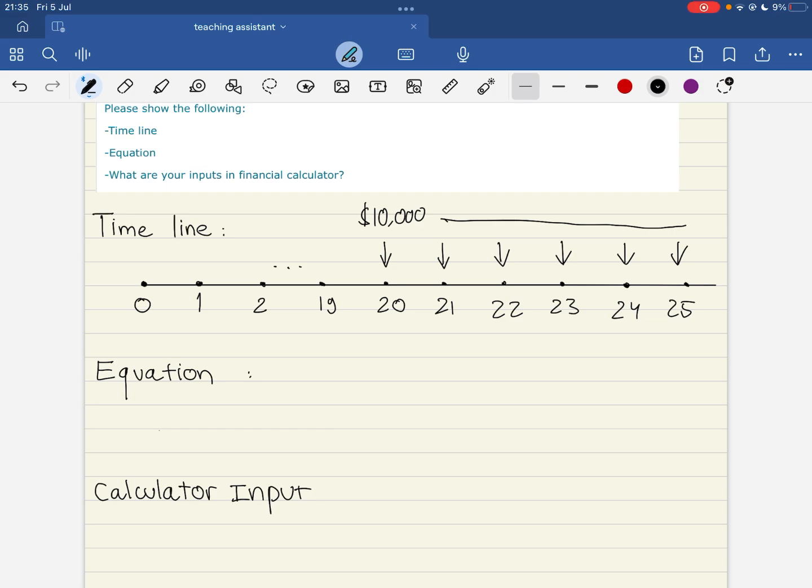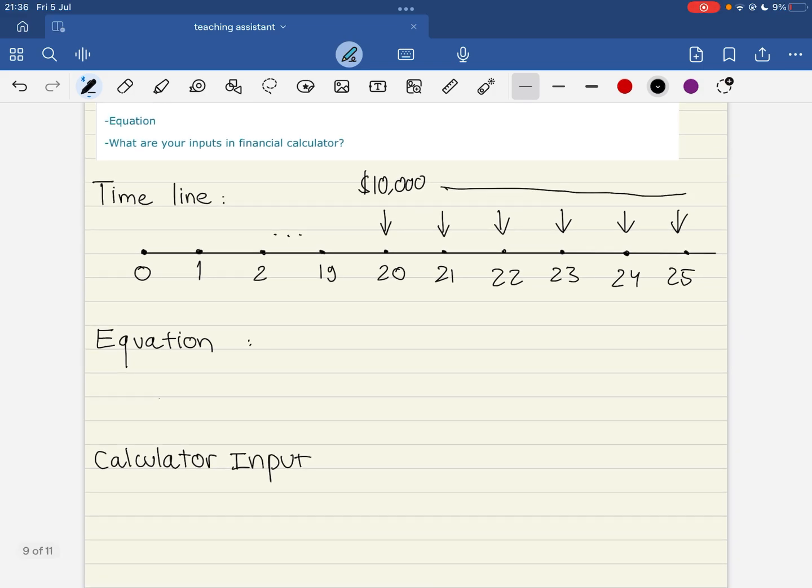So how about the equation? As I have explained in the previous video, NPV is equal to the difference between the cash outflow and the cash inflow. And we know that the cash outflow is always a negative number, right? Because you have to invest something in order to wait for the return.